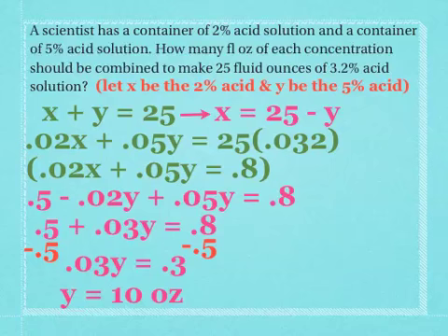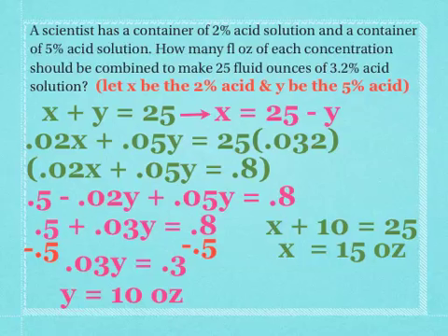I'm now going to take that 10 and plug it in for y into the first equation. So it would be x plus 10 equals 25. Subtract 10 from both sides and you would get 15. So there's going to be 10 ounces of the 5% solution, and there's going to be 15 ounces of the 2% solution.